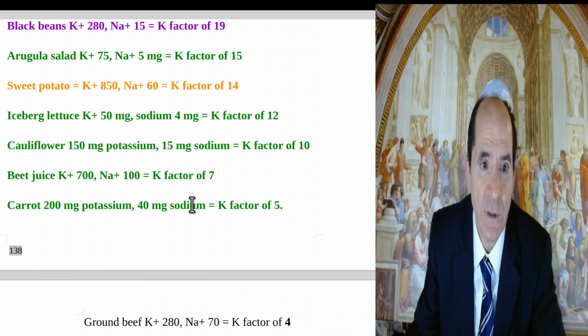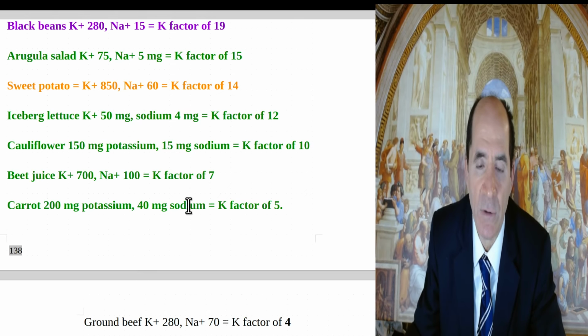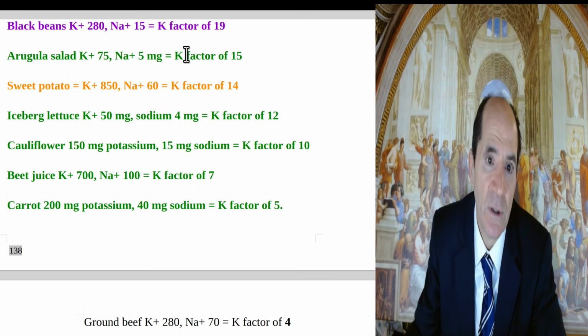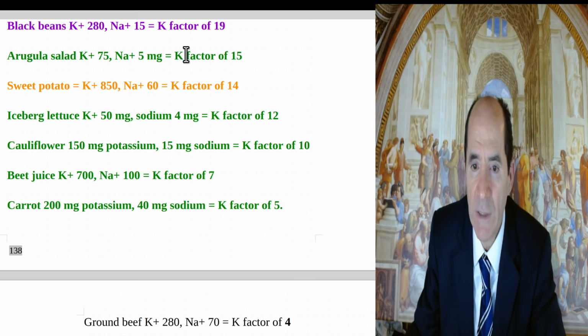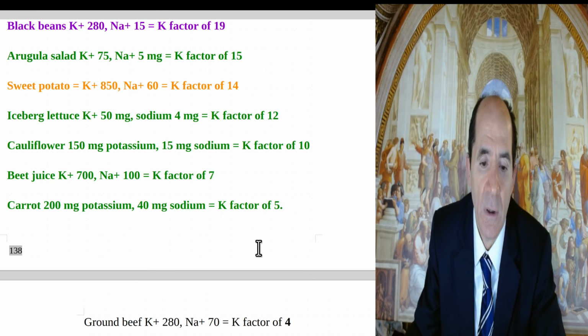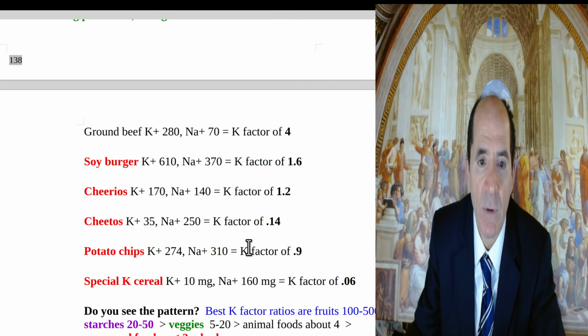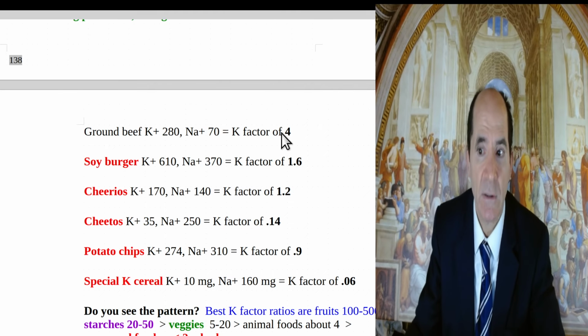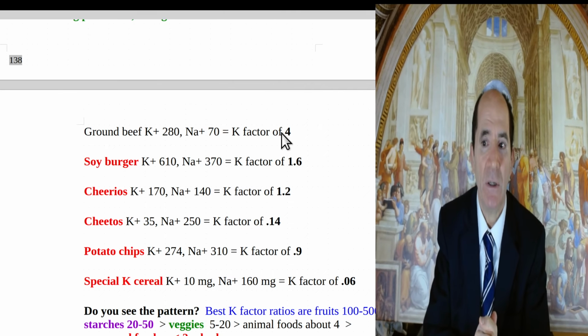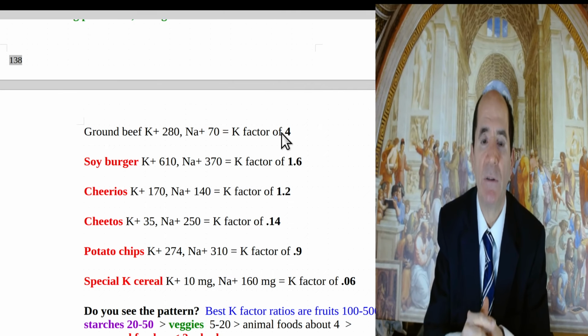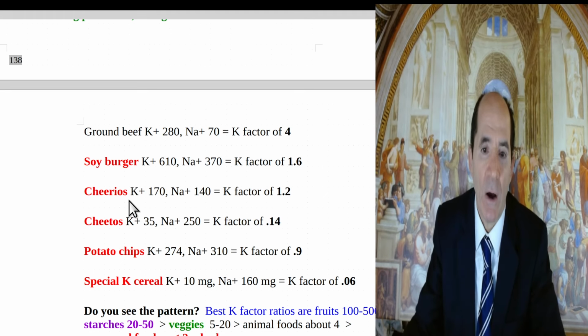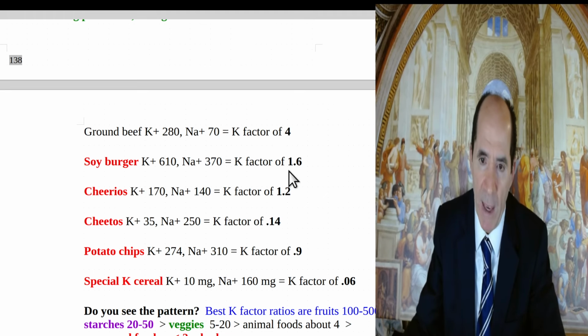Now we're going to look at veggies. Veggies are in the color green. And veggies tend to have a K factor of about 5 to 15. So it's still good. It's still real good. But just for perspective, meat like ground beef tends to have a K factor of about 4. So that's not that bad, but it's not good either. So you're going to be a little bit hypertensive from that. Okay, now all these other things. Soy burger is really bad, 1.6 K factor. Remember, anything below 10 is undesirable. You want it like 10 or higher.